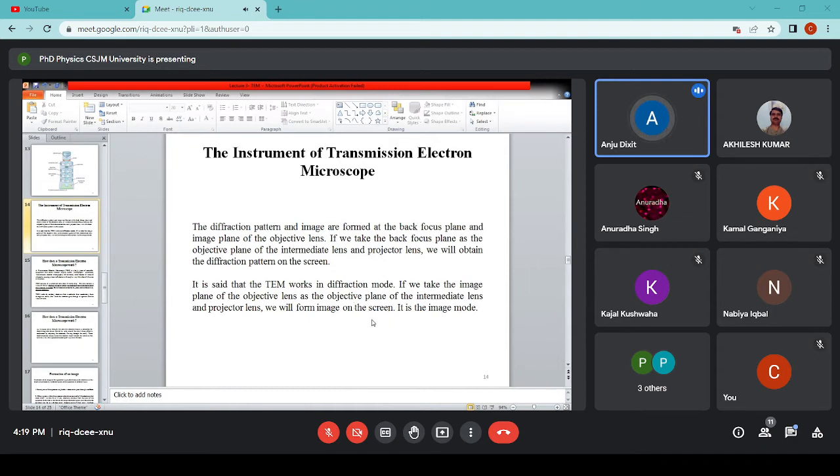So there are basically two modes: one is diffraction mode and one is image mode, and we can work in both. First it works in diffraction mode, and if we take the image plane of the objective lens as the object plane of the intermediate lens and projector lens, then the image will be formed on the screen, and that is considered the image mode. First the diffraction pattern is formed, that is the diffraction mode, and when the image is formed, that is the image mode.